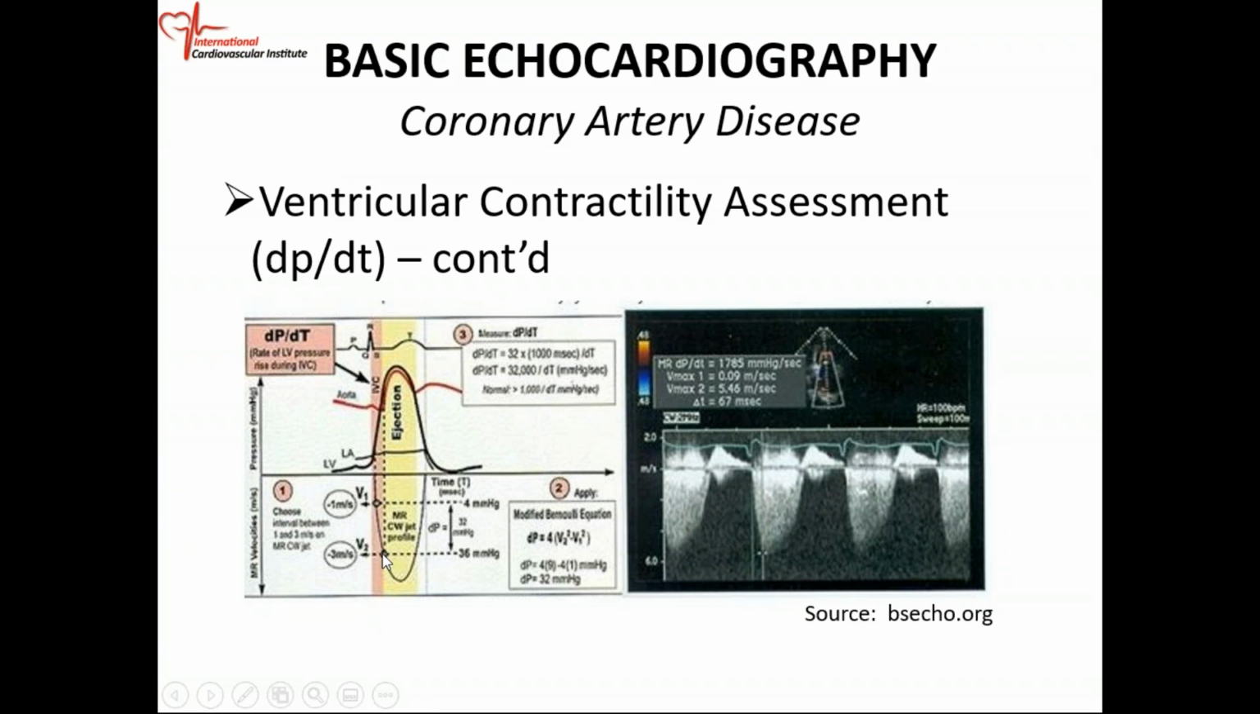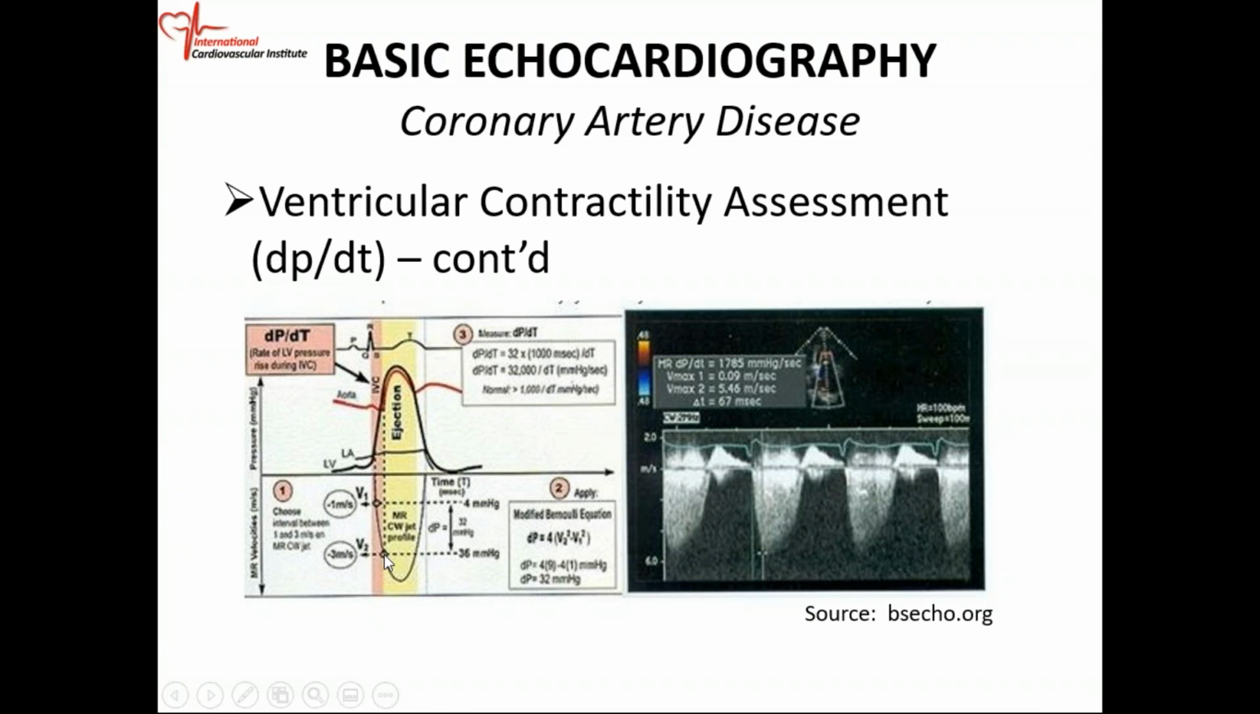At 3 now, the pressure gradient here is, you square the velocity. 3 times 3 is 9, times 4 is 36, so the pressure gradient here is 36. So the difference in the pressure gradient from here to there is 36 minus 4. The pressure gradient at 1 meter per second is 4. The pressure gradient at 3 meters per second is 36.